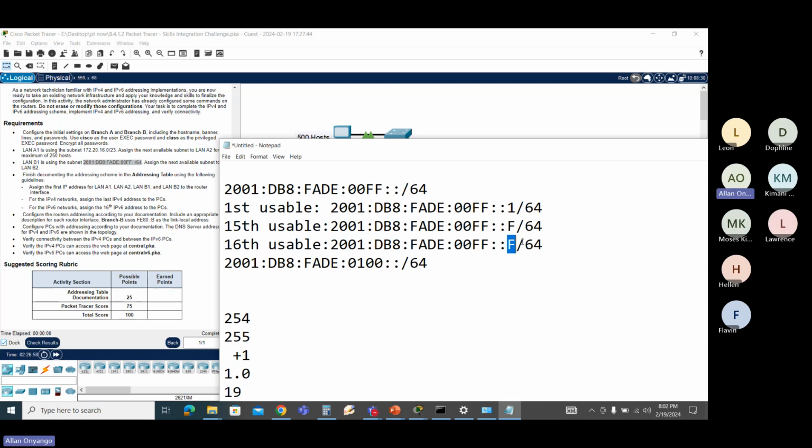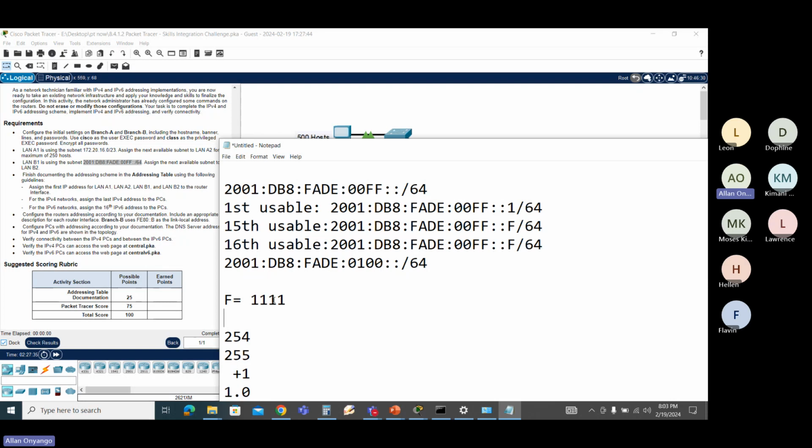But listen to this first. What is F in binary? 1111, isn't it? Good. And yet, this 1111, which is the 15th address, okay? And yet we want to add one to this F. What is F plus one? Just like we did it down here. F plus one is zero and carry one, isn't it?